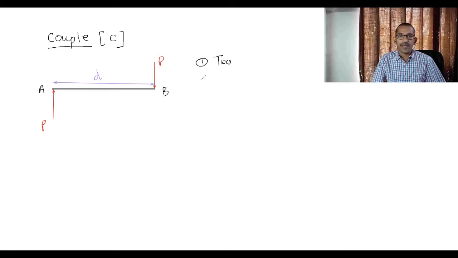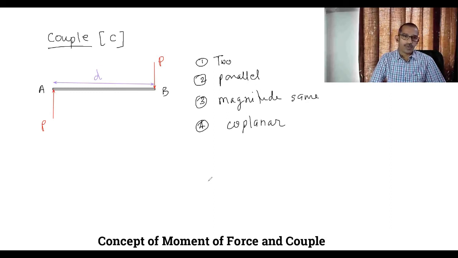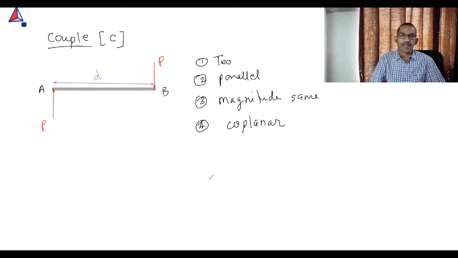Then they are parallel to each other. These two forces are parallel. How many forces are there? Two forces. They are parallel to each other. What about their magnitudes? Magnitudes of both the forces are the same. Same magnitude means they are of the same magnitude. These forces which are acting are in the same plane, which is called coplanar. Now there are two forces which are parallel to each other, their magnitudes are the same, and they are coplanar, meaning acting where?